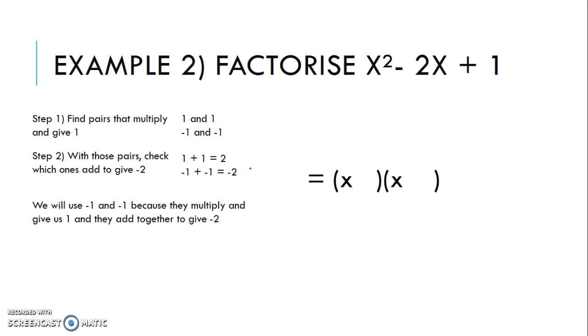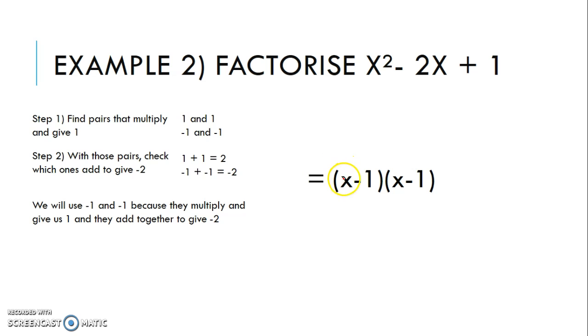Next step is you're going to open up your brackets with an x in each bracket. What do you think will go in here? What number? I'll give you a hint. So it's the negative 1. The negative 1 is going to go to here, and the other negative 1 is going to go over there. Simplifying this, we're going to get x minus 1 squared, because these are the same.